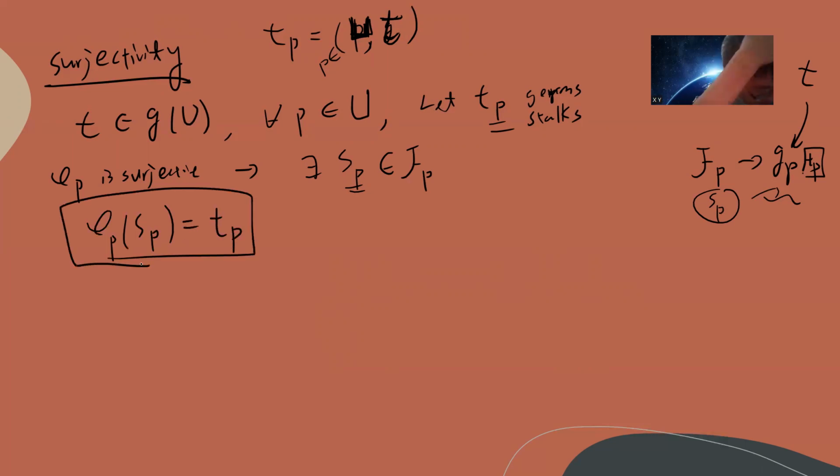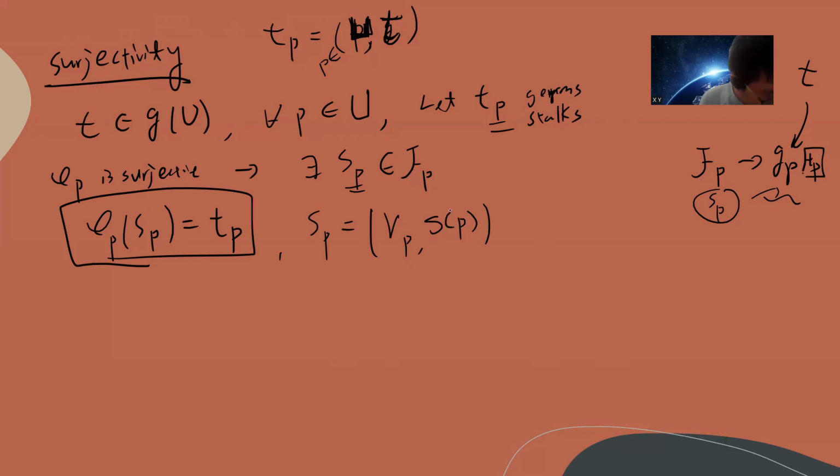Okay, hopefully this is simple. Now S_P, what is S_P? I can write S_P in this kind of form: a V_P, where V_P is an open set, and then there's a section. Let's write this section as S bracket P.